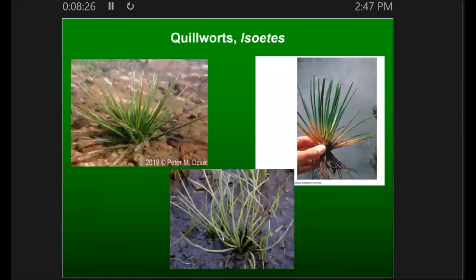And then the quillworts are pretty simple. They're often in shallow water or along the banks of rivers. Isoetes is how you say that genus name, Isoetes. And so with quillworts, you can see why they're called quillworts. Very much like porcupine quills.